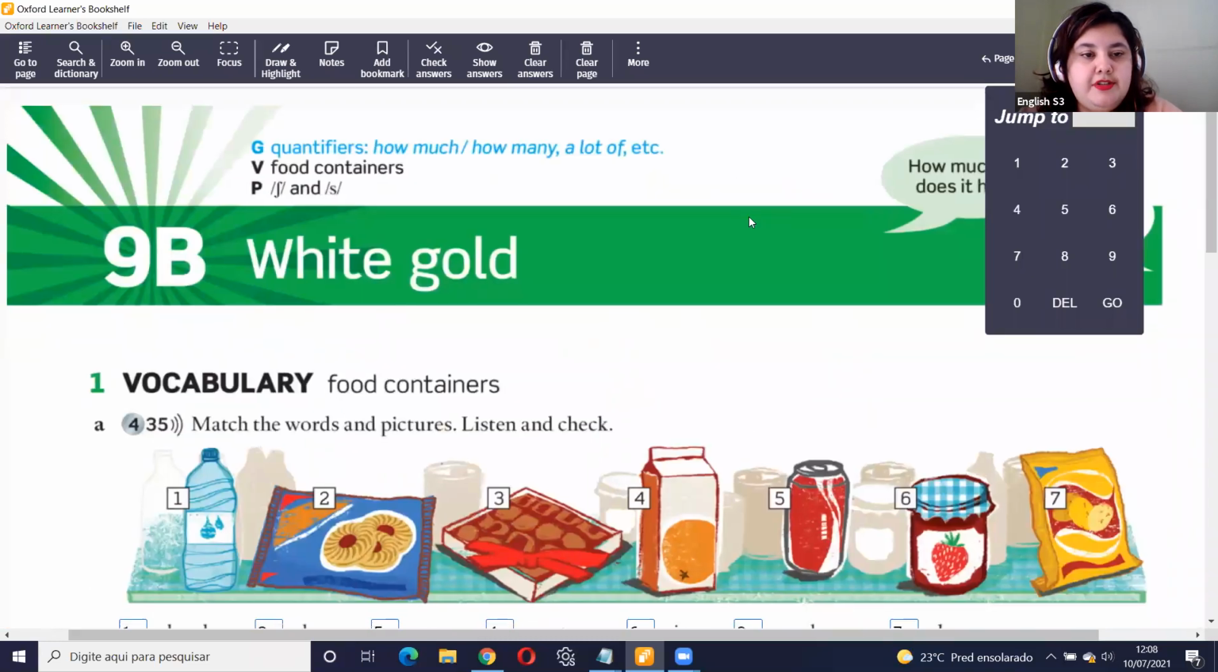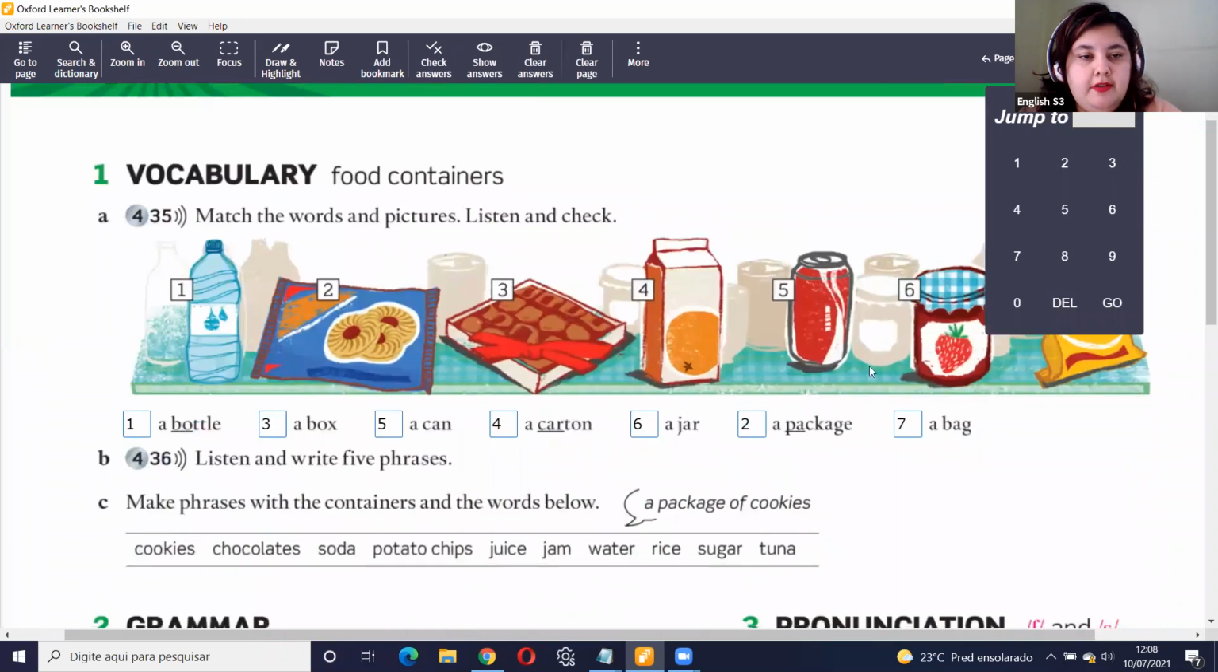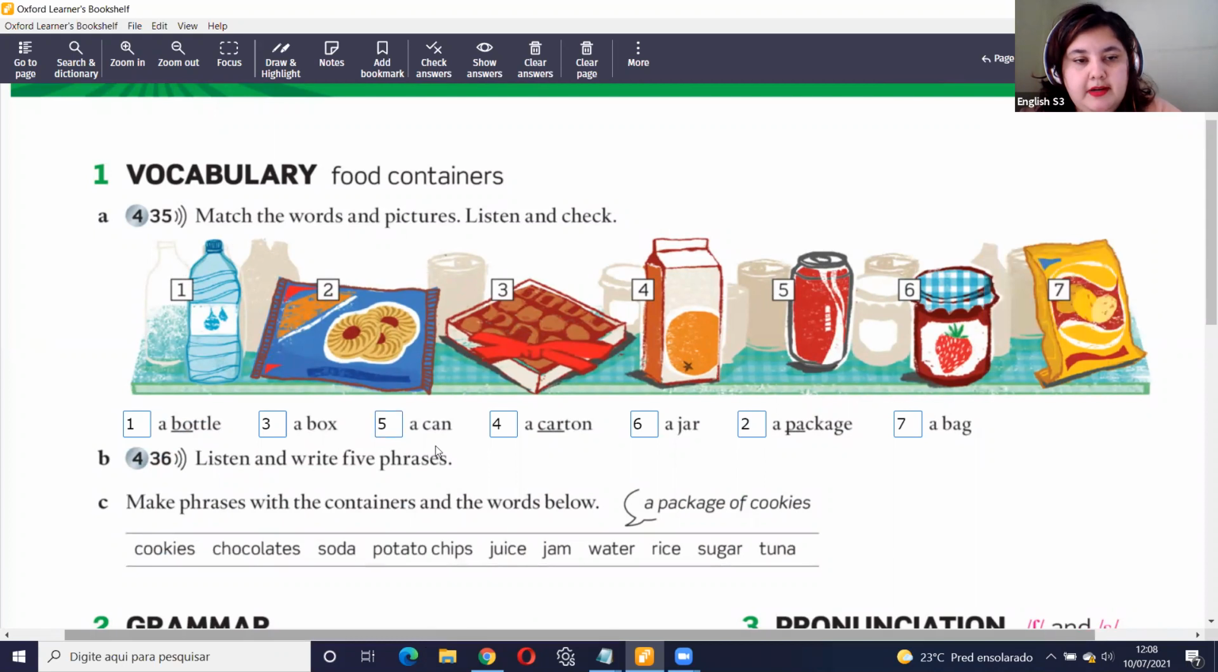Na 8b, a gente viu quantifiers, and we also saw some food containers. Aqui tem uma diferença de um food container que é até um pouquinho difícil de ver. O primeiro é uma bottle, okay? Number 2 is, as you can see, a package. Number 3 is a box. Number 4, a carton. 5, a can. 6, a jar. And 7, a bag.